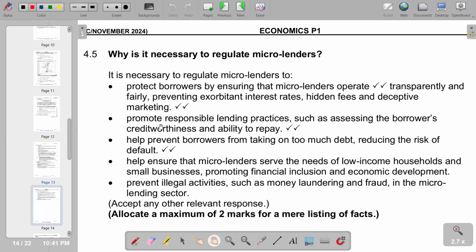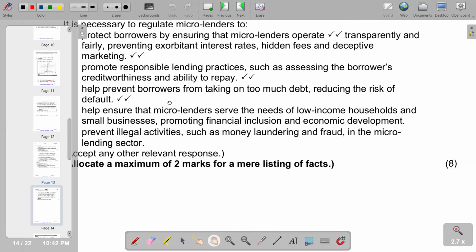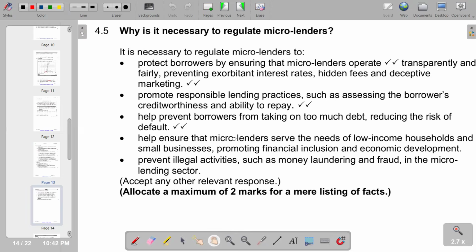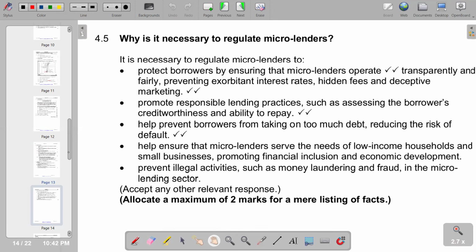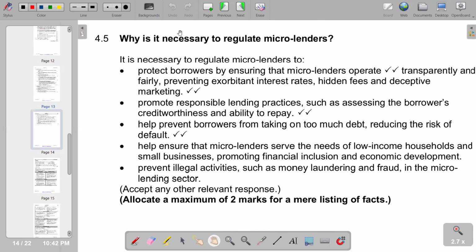Regulation also promotes responsible lending practices, such as assessing the borrower's creditworthiness and ability to repay. It helps prevent borrowers from taking on too much debt, reducing the risk of default. So these are some of the points that we can have, and this is our question 4.5. So with that, this is what we have. We can try to see the points that we have.